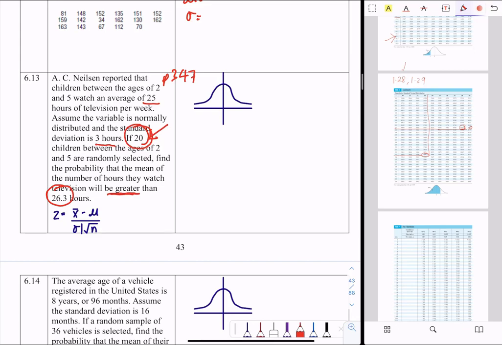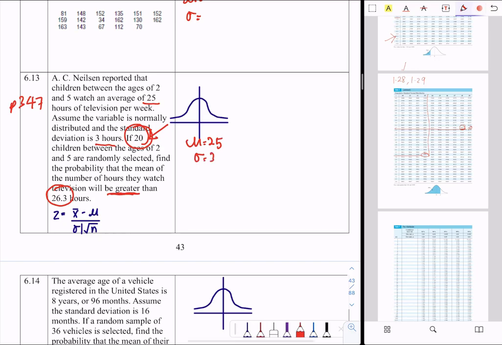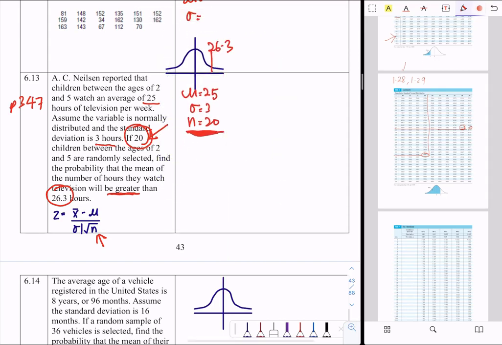Let me show you. The mean equals the average of 25, standard deviation 3 hours, and then n is 20. We want the probability that the mean number of hours they watch will be greater than 26.3 for these 20 children. So when there is a sample size like this, we need to use a different formula. But actually it's not that difficult, the same as before. So we need to have another graph.